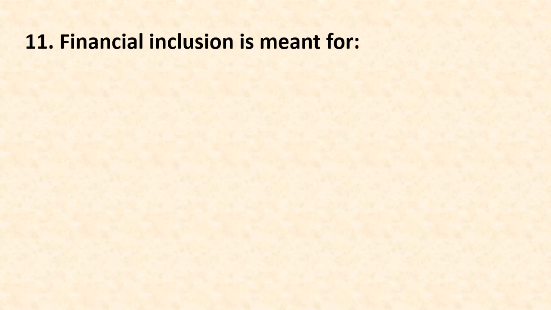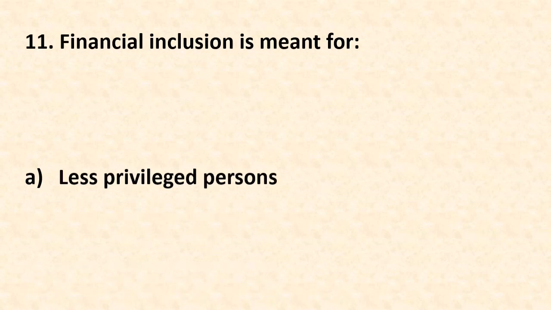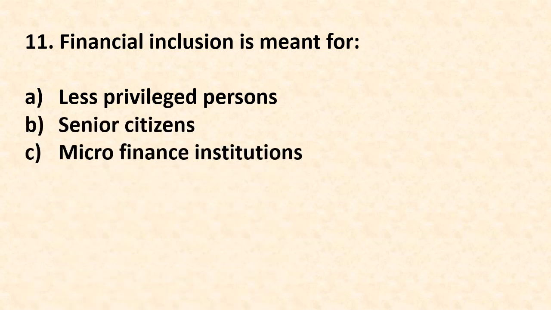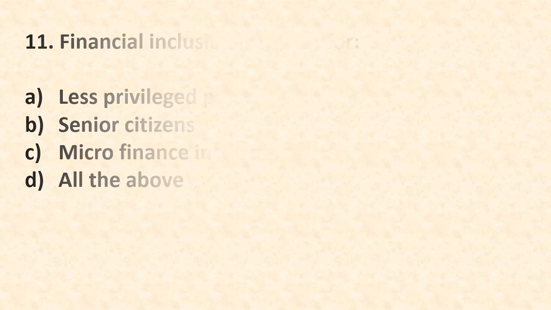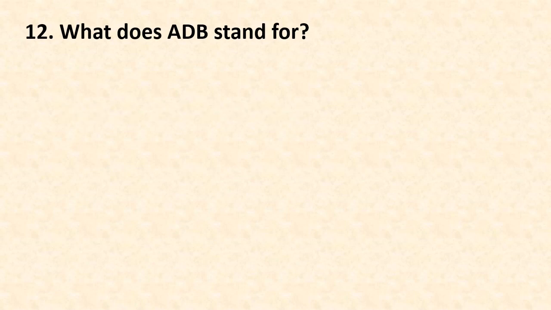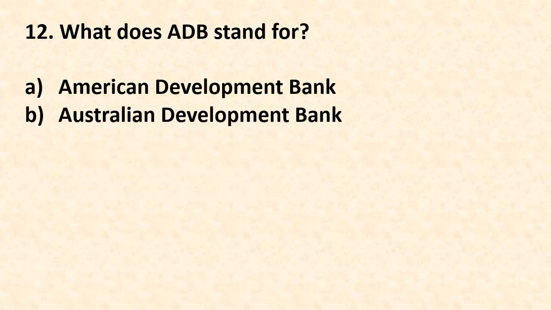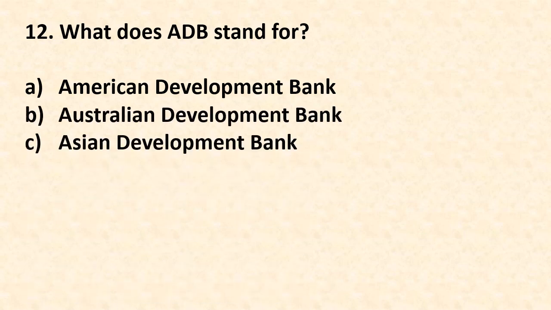Number 11. Financial inclusion is meant for: options are less privileged persons, senior citizens, microfinance institutions, and all the above. The correct answer is option A, less privileged persons. Number 12. What does ADBL stand for? Options are American Development Bank, Australian Development Bank, Asian Development Bank, and all of these. The correct answer is option C, Asian Development Bank.